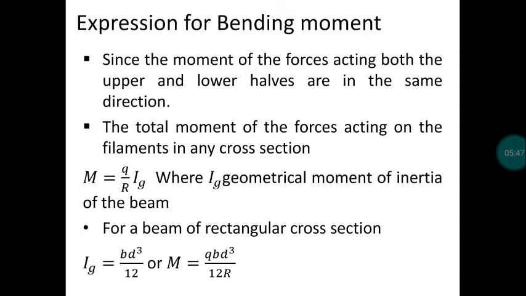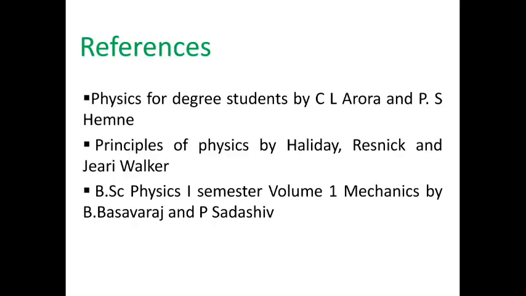For a beam of rectangular cross section, Ig is equal to B D cube divided by 12. B is the breadth, D is the thickness. Therefore, finally, M is equal to Q B D cube by 12 R.